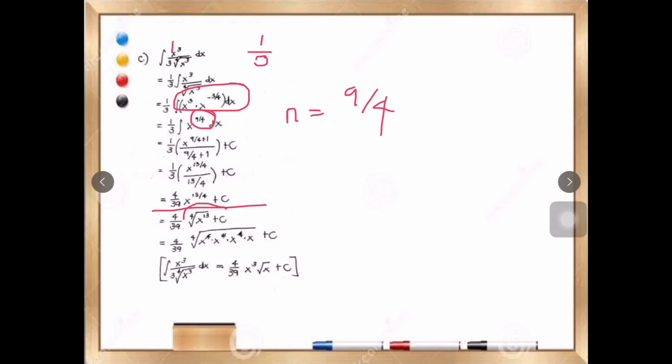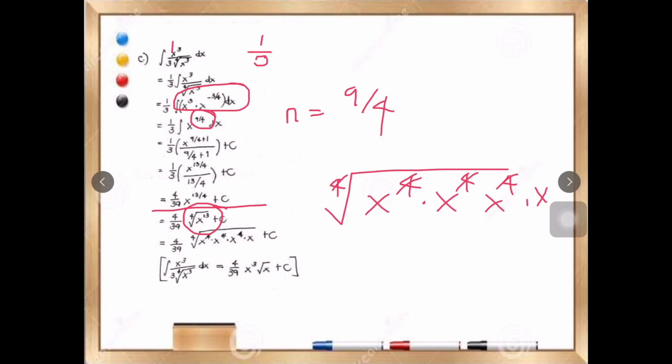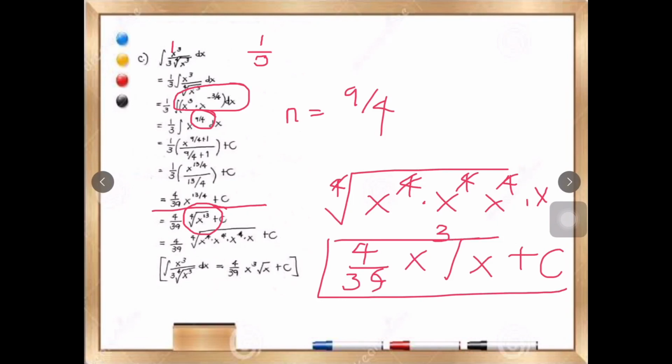Simplifying again this by using law of exponent, 13 yun, diba? So, 4 plus 4, 8 plus 4, 12 plus 1 is 13. Sakto. Then, ika-cancel lang natin. We will get 4/39 times x to the third, then the square root of x plus our arbitrary constant c. Yan.